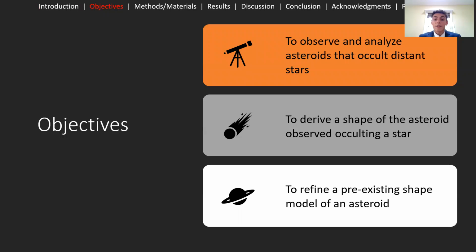For my project, I set up three main objectives. The first was to observe and analyze asteroids that occult distant stars. The second was to derive a shape of an asteroid observed occulting a star. And the last was to refine a pre-existing shape model of an asteroid.